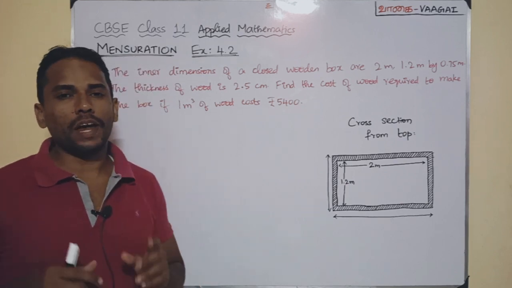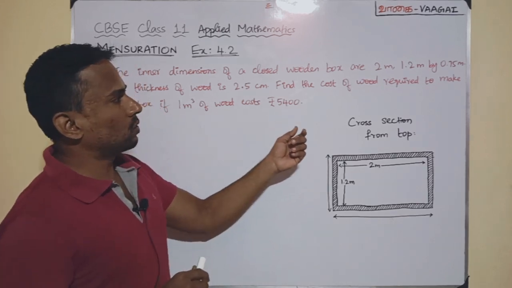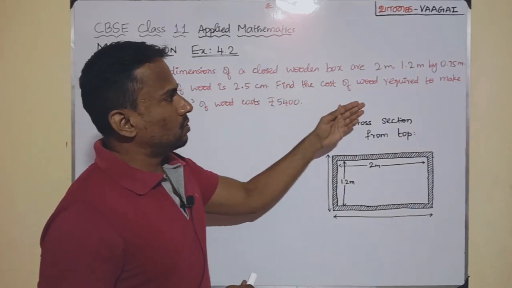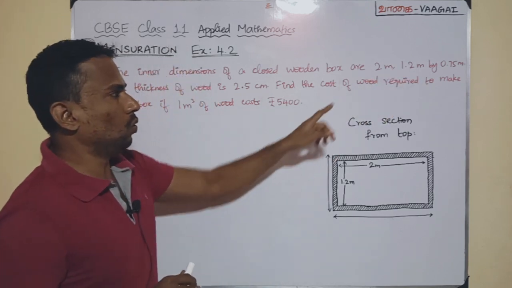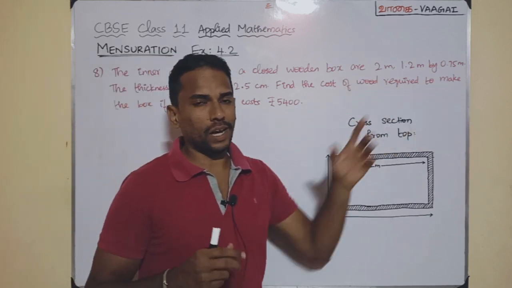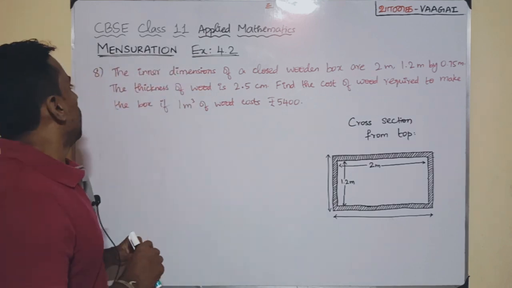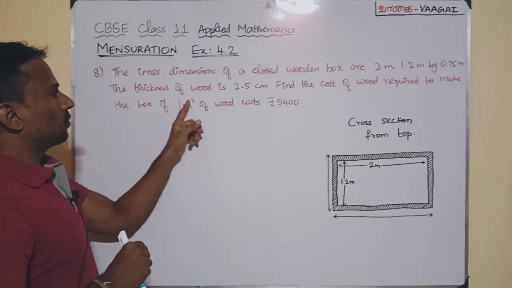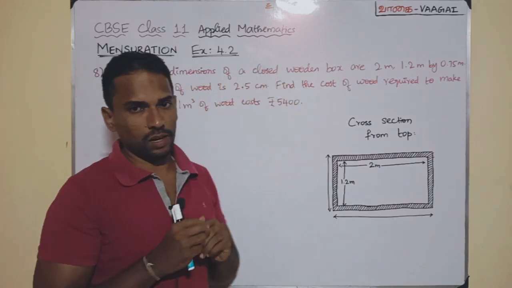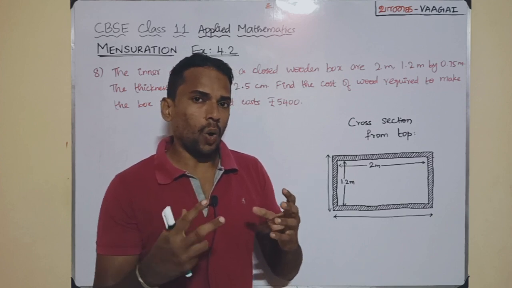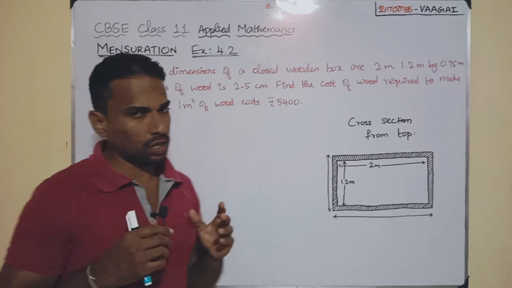So after taking a small gap, again I'm continuing this video. Next we have question number 8 with us. The inner dimensions of a closed wooden box are 2 meters by 1.2 meters by 0.75 meters. So now this is going to be the inner dimensions of a closed wooden box. Okay, yes. And also you see here the thickness of the wooden box is going to be 2.5 centimeter. So clearly they have given this data.